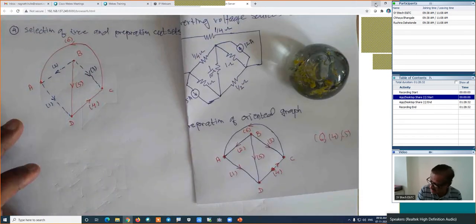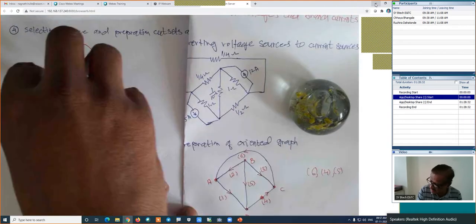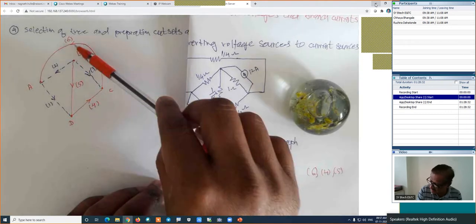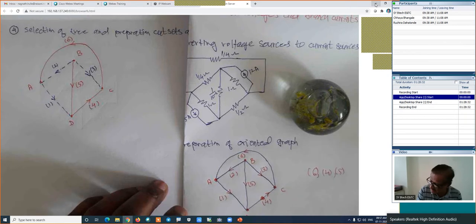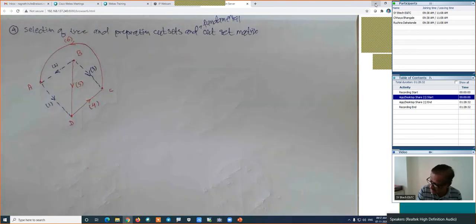Is it right? Now what I have done, I have selected a tree, and first we will prepare the cut set and then we will prepare the cut set matrix. I have taken the same figure here, but I have shown branch number 6, branch number 4 and branch number 5 as a tree, and the remaining are the core tree branches. Now that we have selected that particular set of branches as a tree, we are in a position to prepare the cut sets.